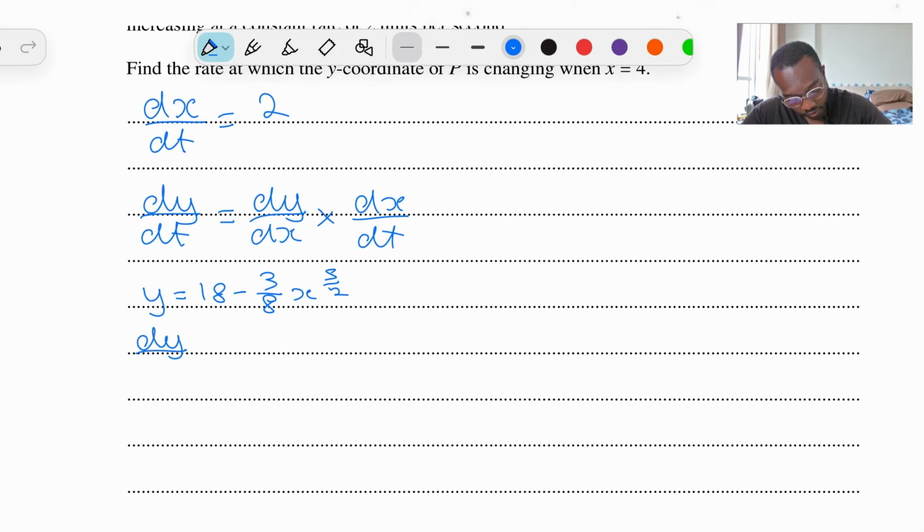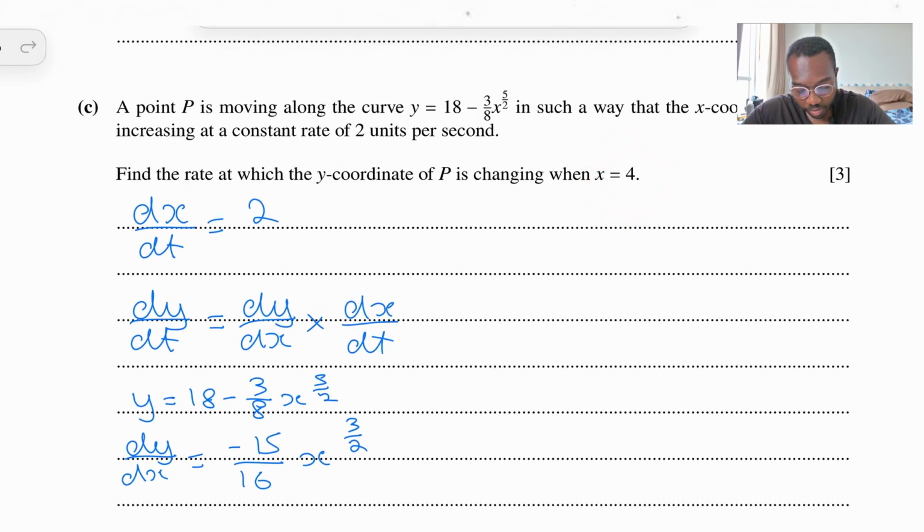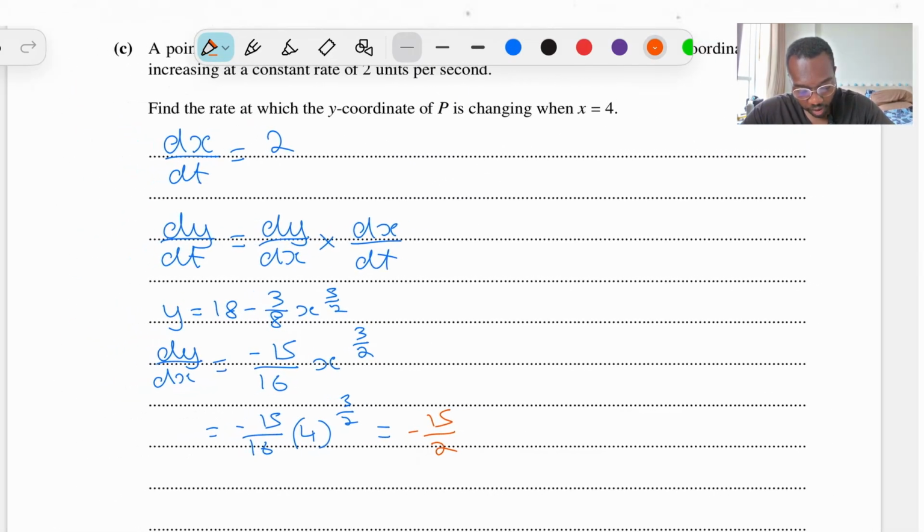So let's just differentiate this. We get dy over dx, the 18 cancels out. Then we do a minus 3 over 8 times 5 over 2, so that gives me a minus 15 over 16 x. And then we minus 1 from the power, so we get 3 over 2. But we also want to know when it's changing when x is equal to 4, so now we can substitute in 4. If we do that, we get minus 15 over 16 times 4 to the power of 3 over 2. So that will give me minus 15 over 16 times 8, and that gives me minus 15 over 2. So we know that dy over dx is minus 15 over 2.